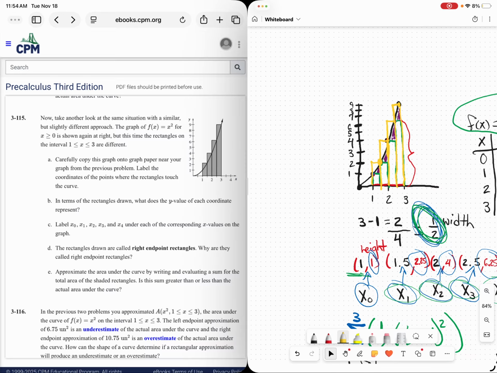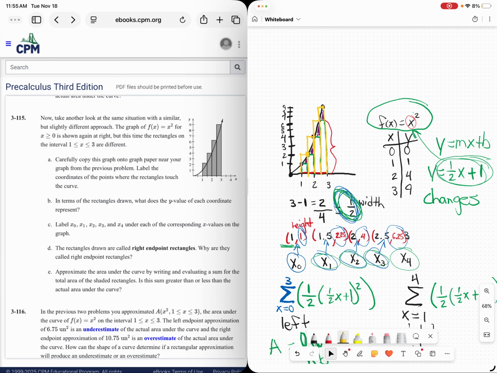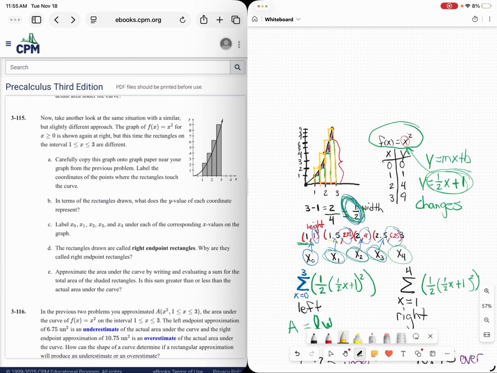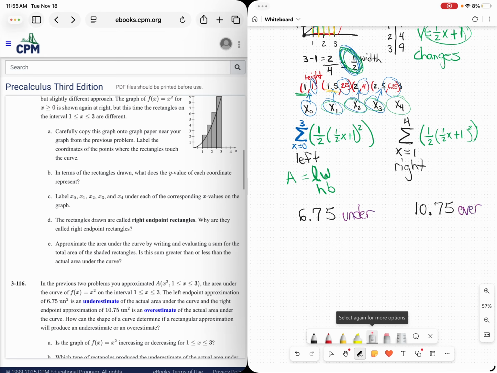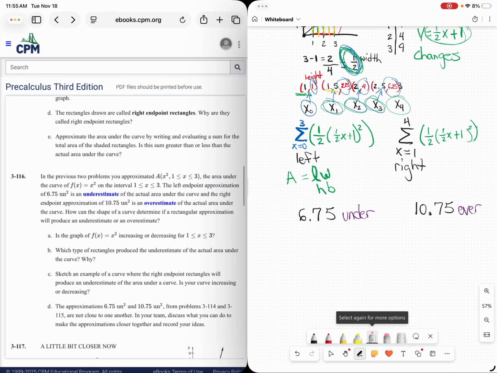So again, it goes back to, what are we using? 1.5, 2, 2.5, and we're actually using 3. So we're going from 1 to 4, which we've already done. And if you sum these up, I promise you will get the same thing here. And if you don't believe me, try it for yourself.